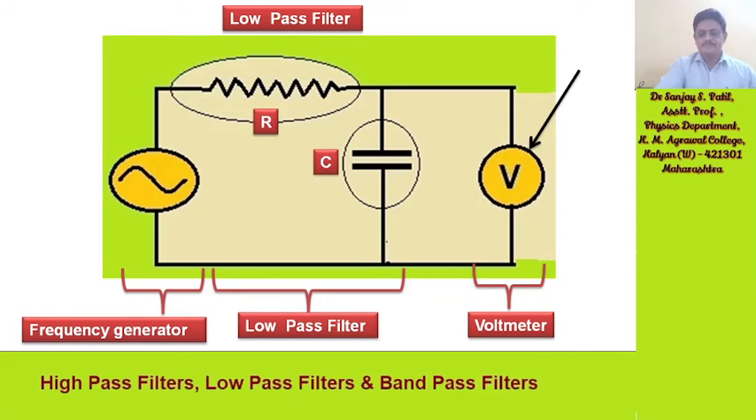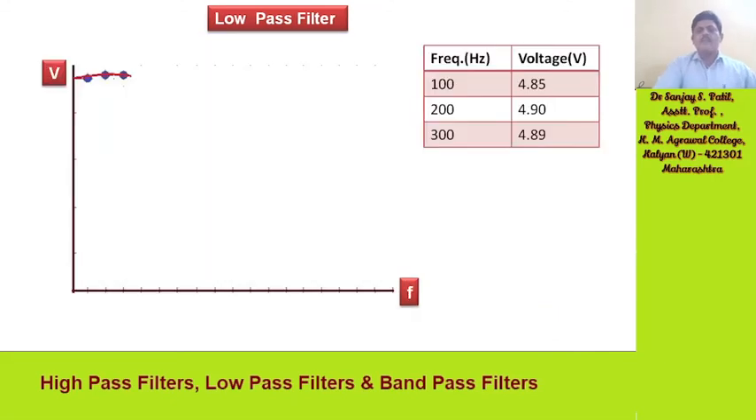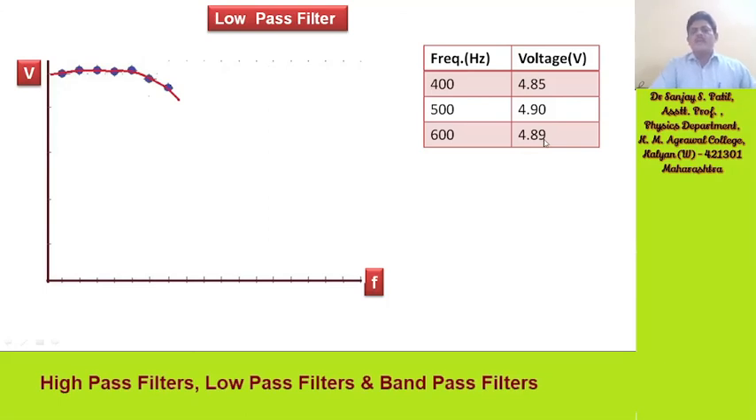And further, what are the values coming from the voltmeter? For 100 Hz, 4.85; for 200 Hz, it is 4.90; for 300 Hz, it is 4.89 volt. Again for 400 Hz, it is 4.85; 500 Hz, 4.90; and 600, it is 4.89.